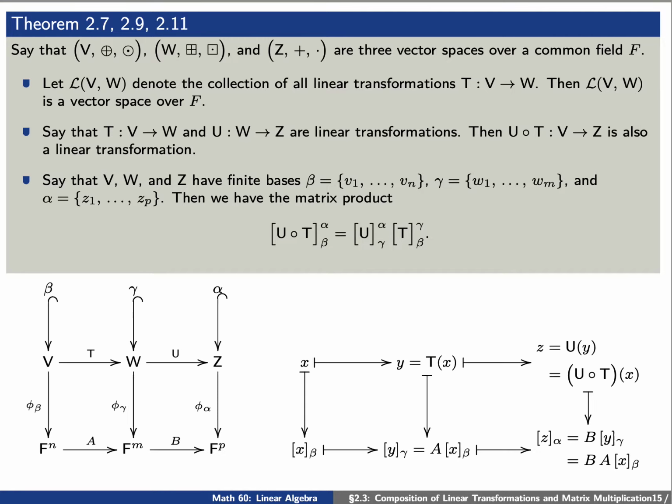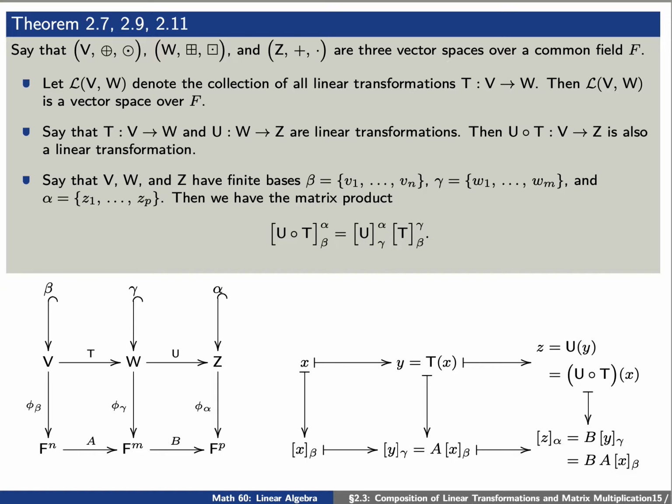For the moment, let's stare at the following diagram to get a better idea of what's happening here. On the left, you'll see our various vector spaces, their bases, and also what happens with the standard representations. Here, T maps from V to W, U maps from W to Z. Sitting inside of V is our basis beta, sitting inside of W is our basis gamma, and sitting inside of Z is our basis alpha.